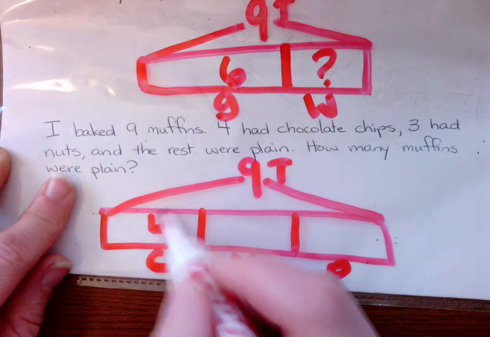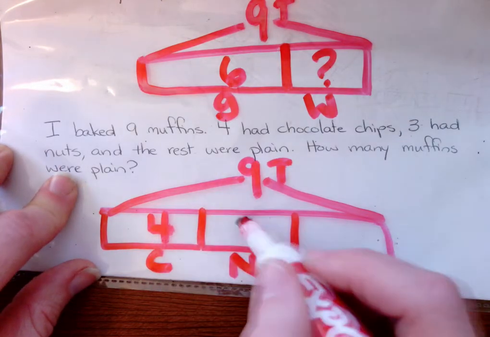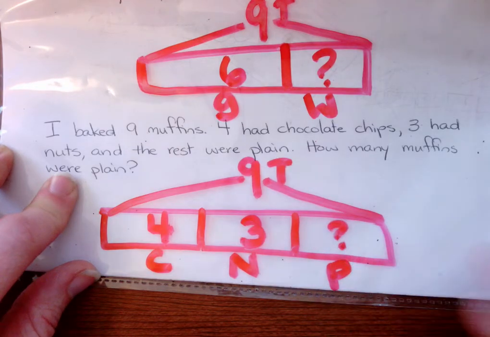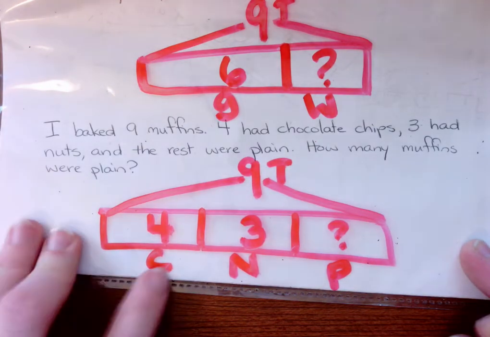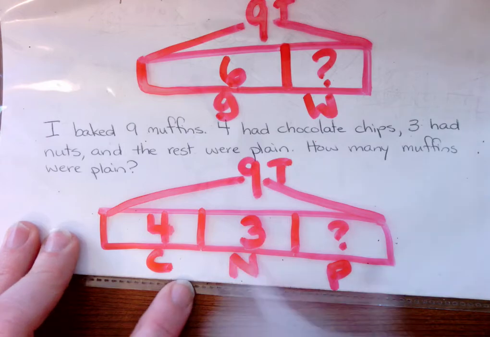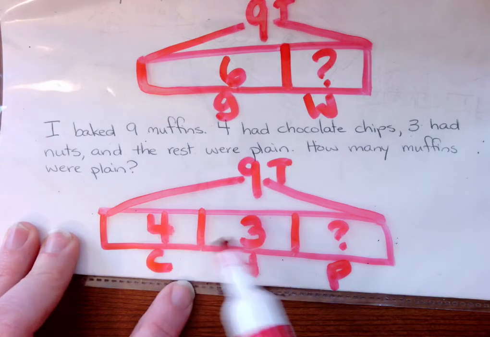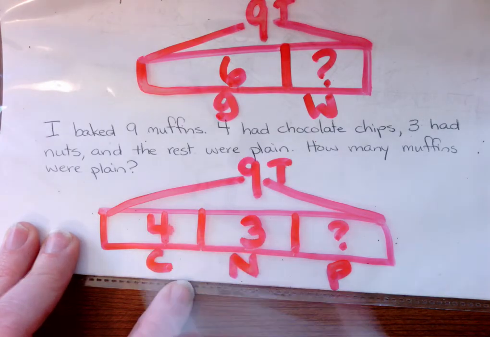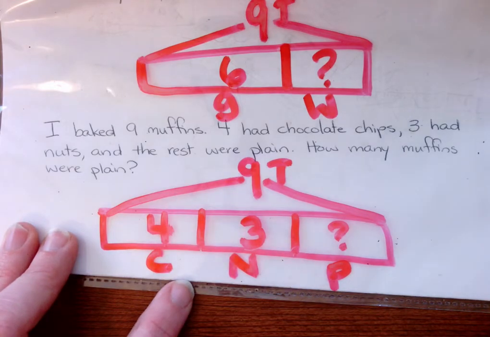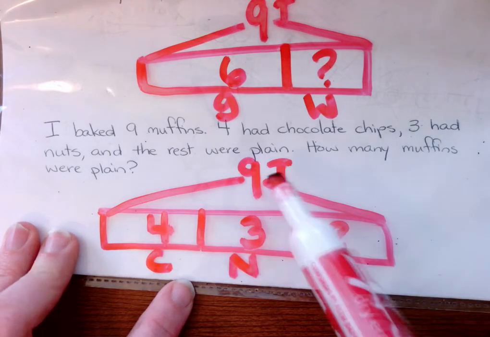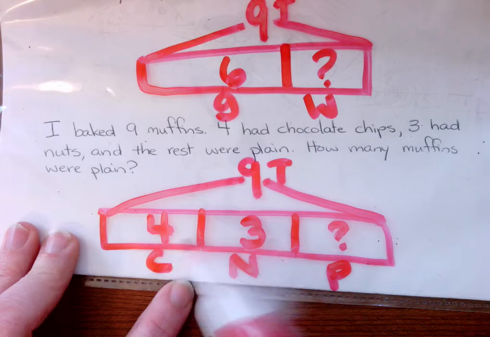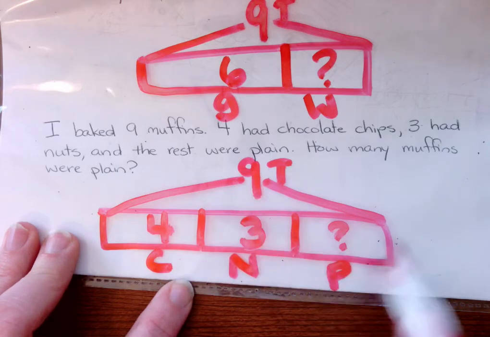And then I can find my quantities. 4 are chocolate chip, 3 are nuts. I don't know how many plain. And in this problem, I may need to use 2 steps. I may need to first add 4 and 3 together, or maybe I can visually look at this and I already know that's 7. And then I'll take the 7 from our 9 to find the final missing part, and that would be 2.